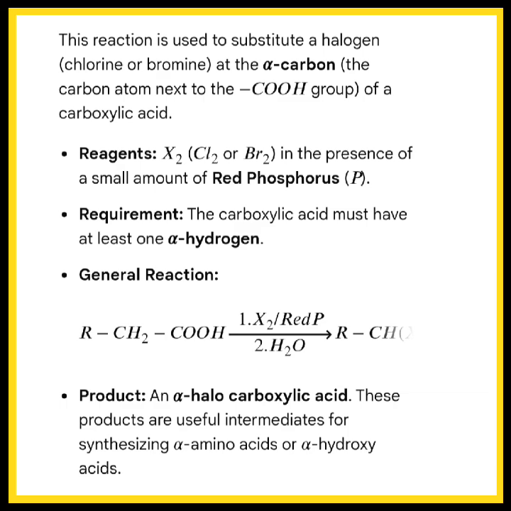This reaction is used to substitute a halogen at the alpha carbon of a carboxylic acid. Normally, carboxylic acids are quite stubborn, unlike aldehydes or ketones, and they don't like to react at the alpha carbon. We want to replace an alpha hydrogen with a halogen, and we use red phosphorus to activate the acid to make it reactive.